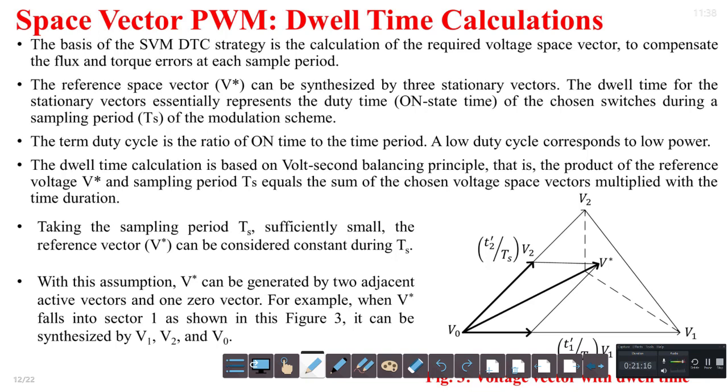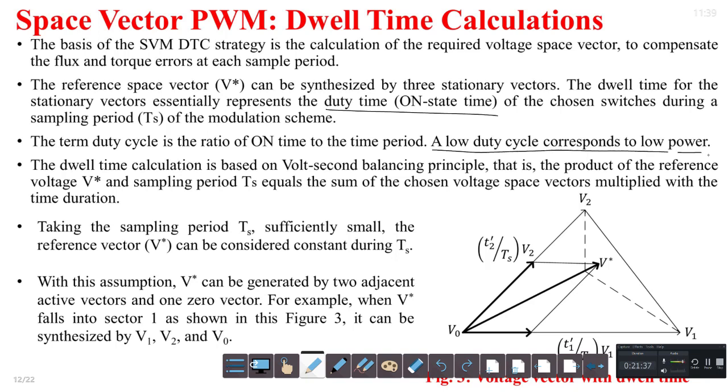The dwell time for the stationary vectors essentially represents the duty time or on time of the chosen switches during a sampling period Ts of the modulation scheme. The term duty cycle is the ratio of the on time to the time period. A low duty cycle corresponds to low power.